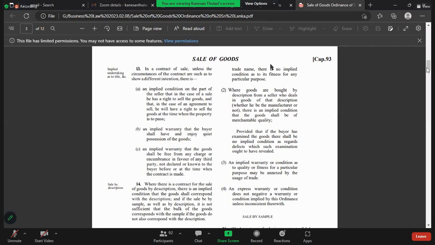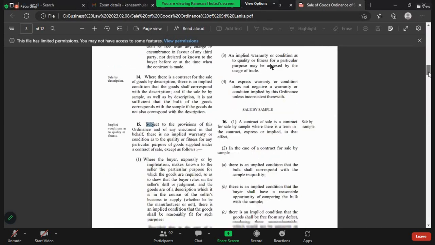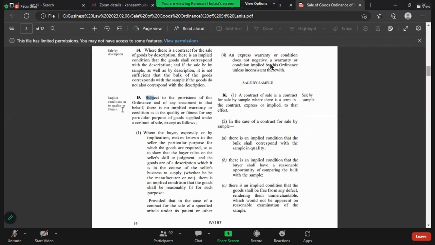Okay, so section 15 speaks about the implied condition as to quality of fitness. For example, if you are asking for a washing machine for an industrial purpose, the voltage of the washing machine and the amount of clothes the particular washing machine is intended to wash, everything should be fit for such a fully automatic washing machine.